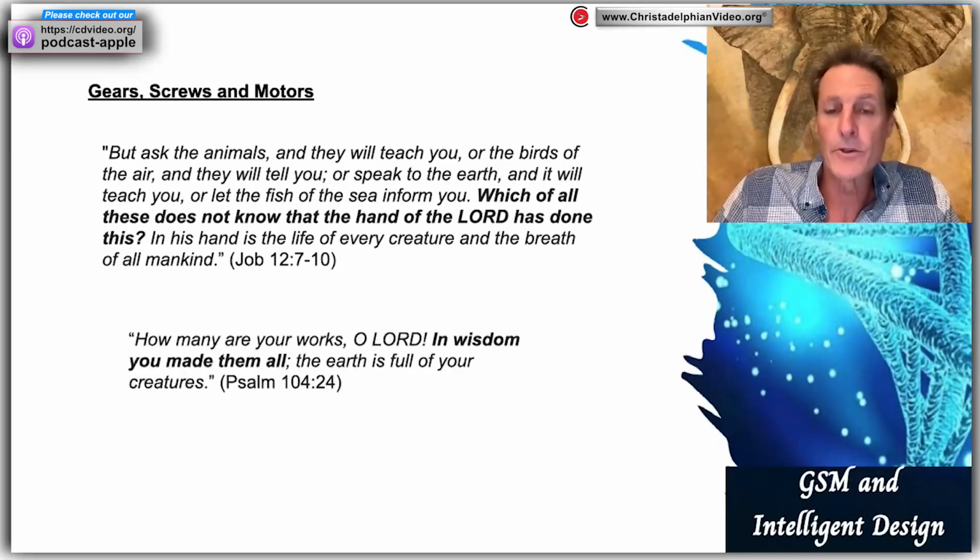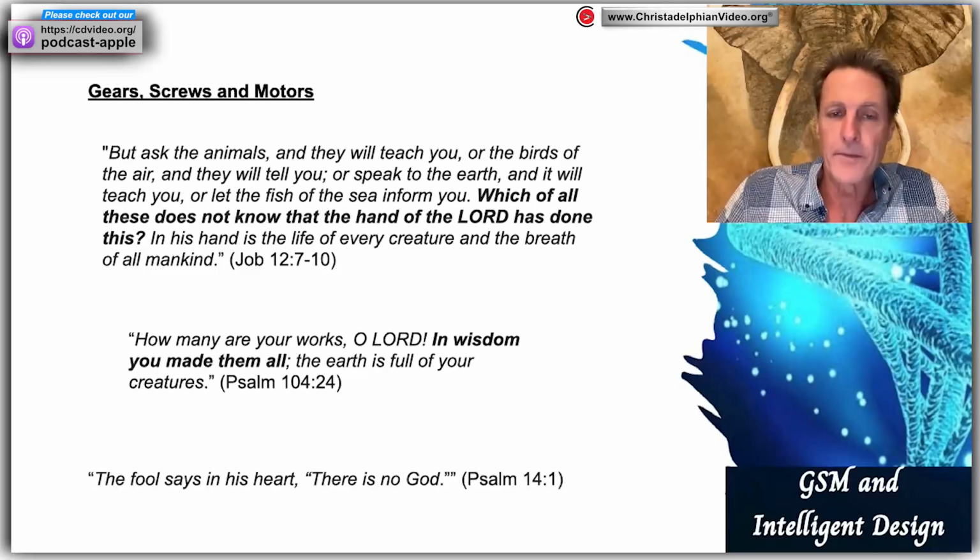In Psalm 104, verse 24, "How many are your works, O Lord? In wisdom you made them all. The earth is full of your creatures." And we've just looked at three of them here. And then finally, Psalm 14 and verse 1. "The fool says in his heart, there is no God." If we look at these little creatures and the incredible things that they have to enable them to function, we can come to no other conclusion than that there is a creator behind them. Otherwise, we are just a fool in our hearts.